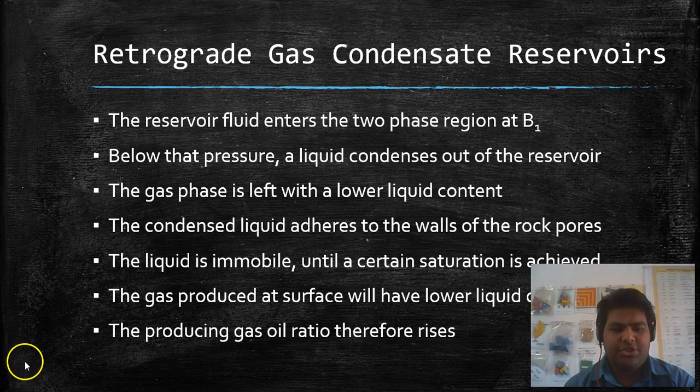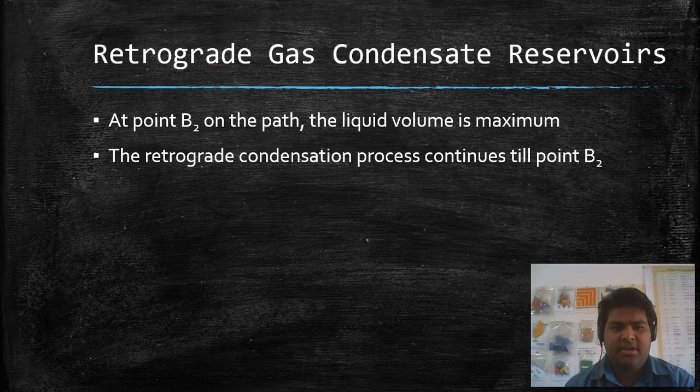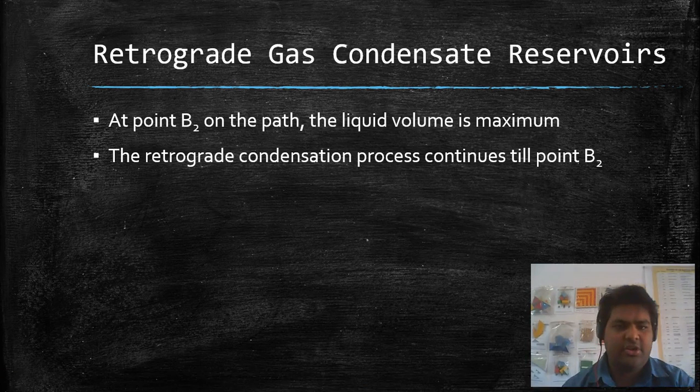The producing gas oil ratio rises. The amount of gas is more, the amount of oil is less, so the gas oil ratio will increase. At point B2, let me remind you, this was B1, this is B2. B2 is the point of maximum liquid in the reservoir. The liquid volume is maximum in the reservoir, so the retrograde condensation process will continue till point B2.